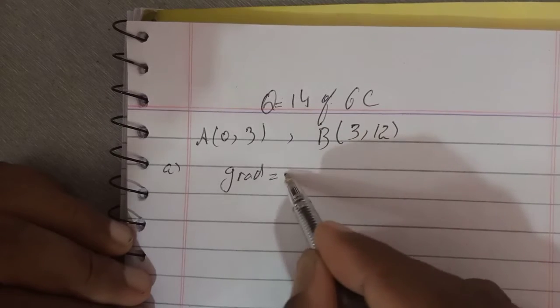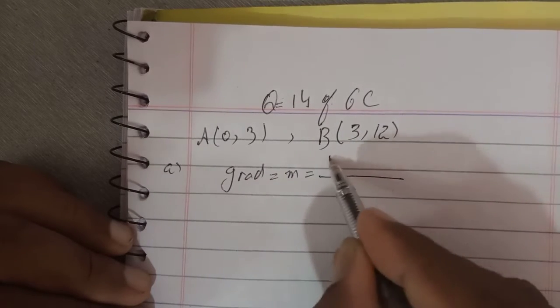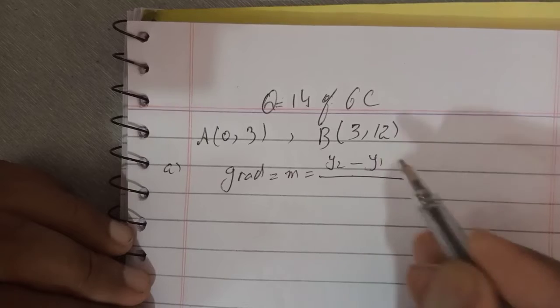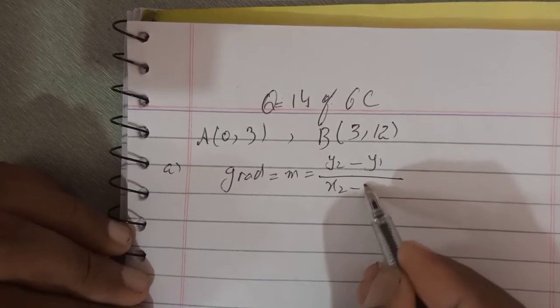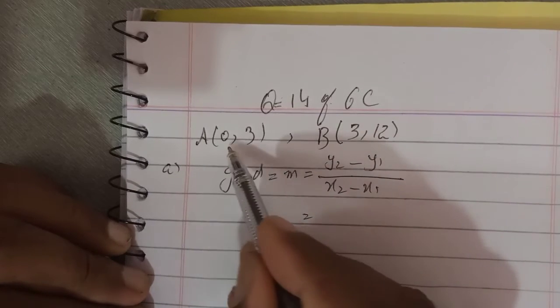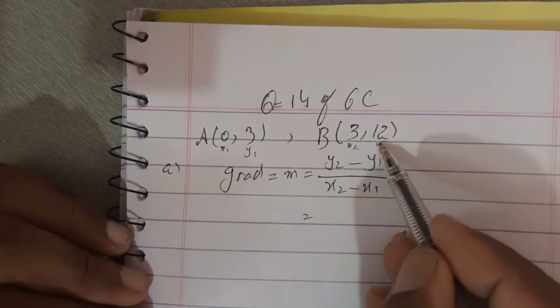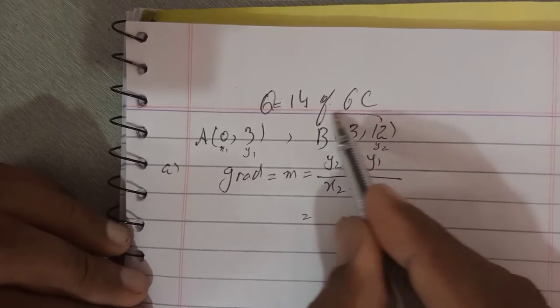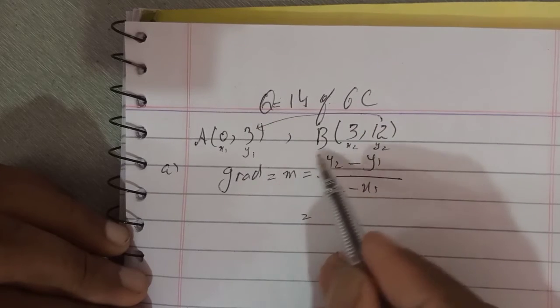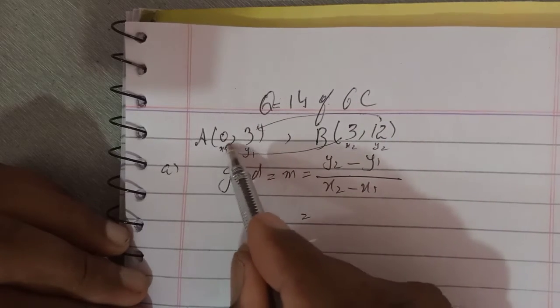So when you are given 2 points, what is the formula for gradient? y2 minus y1 over x2 minus x1. If this is x1, then this is y1. If this is x2, then this is y2. So 12 minus 3 and 3 minus 0.